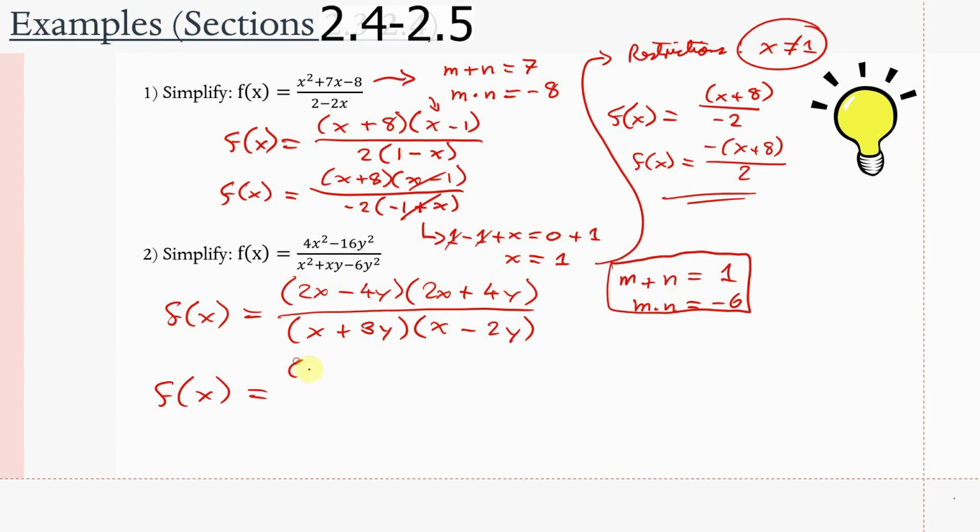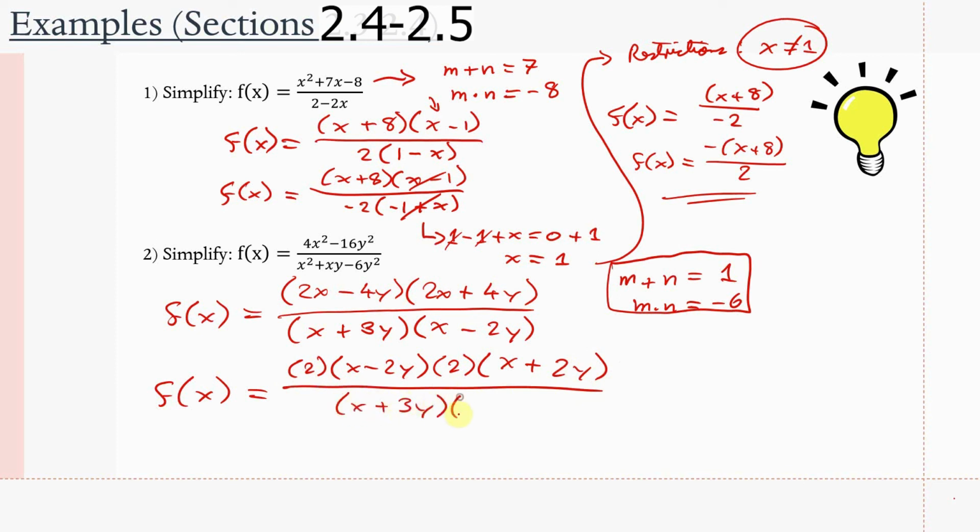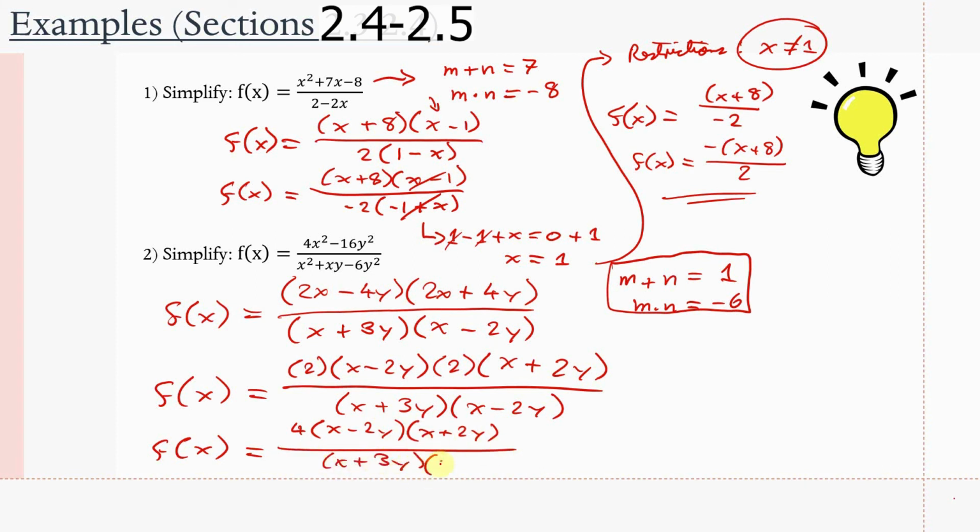So if we factor out a 2 from the first factor, we get left with x minus 2y inside the brackets. And if we factor out a 2 from the second factor, another 2, we get left with an x plus 2y, all over x plus 3y and x minus 2y. And f of x equals, if we multiply these two together, we get 4 times x minus 2y and x plus 2y, all over x plus 3y and then an x minus 2y.